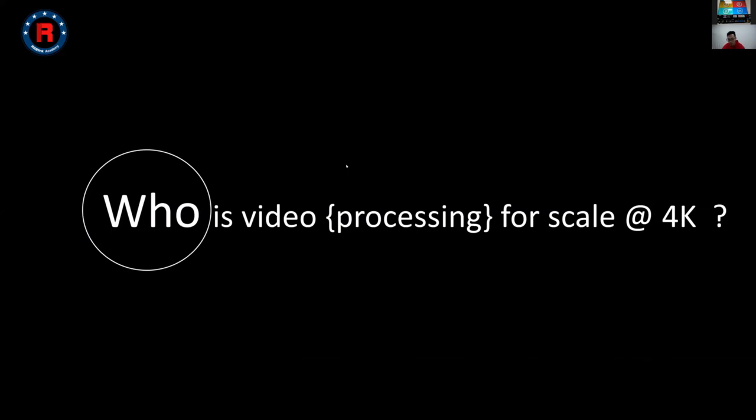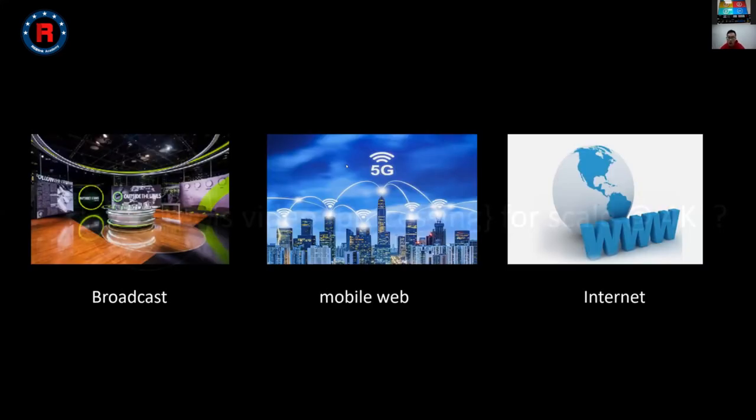And this question is, who is video processing for scale? There are three ways that we can get news. The first one is the broadcaster, where we get the news from TV. We also get information from mobile web, like our cell phones. And the last one is the internet. I believe everyone uses the internet every day. As introduced before, the broadcaster has applied 4K signals. The second one, mobile web, has a hot word, 5G. And for the internet, using 4K signal is slow, but we believe it will be used in the future.